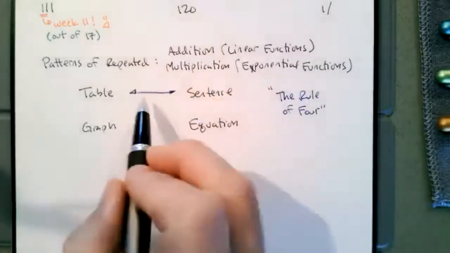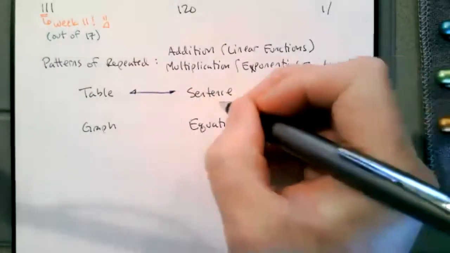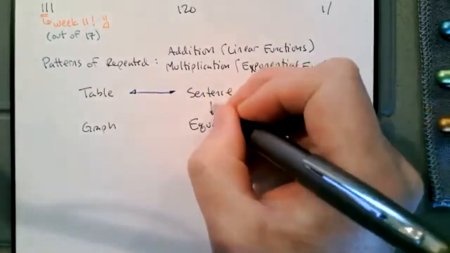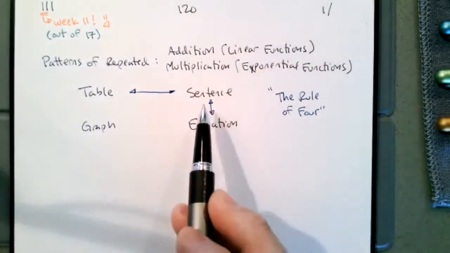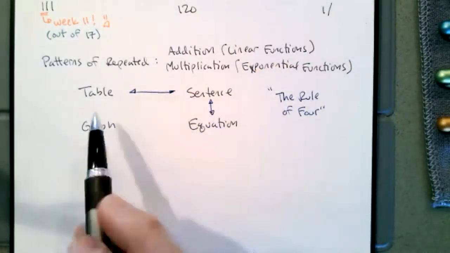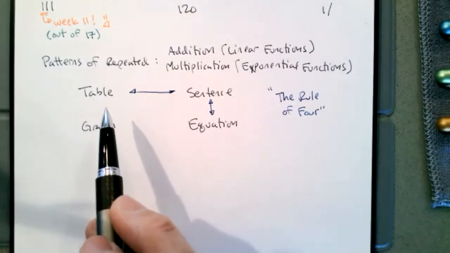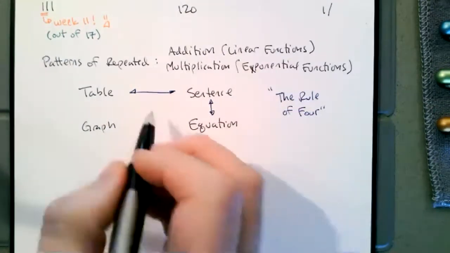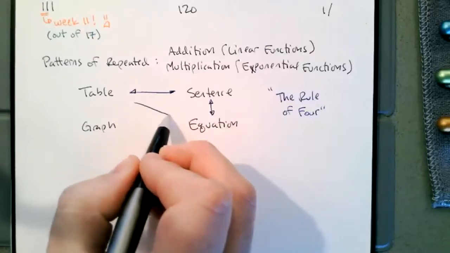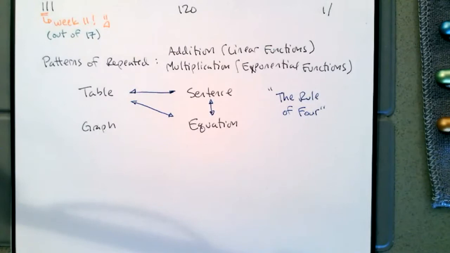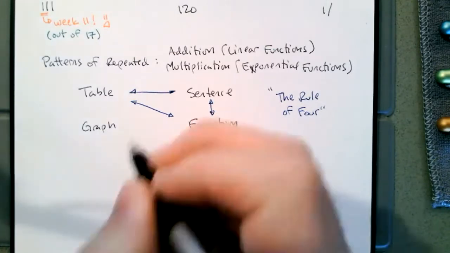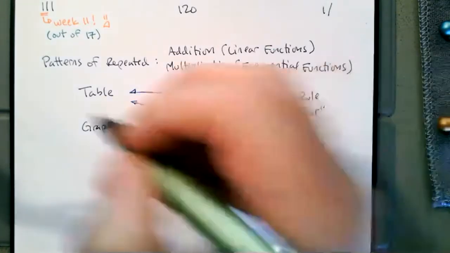So with a table, we want to be able to write a sentence. With a sentence, we want to write an equation. That has typically been the direction that we've been going. But we also want to be able to look at an equation and write a sentence, or look at an equation and produce a table of values. Or we want to be able to take a table and produce an equation. And then we want to add graphs into this mix, which is the part that we haven't got to yet.